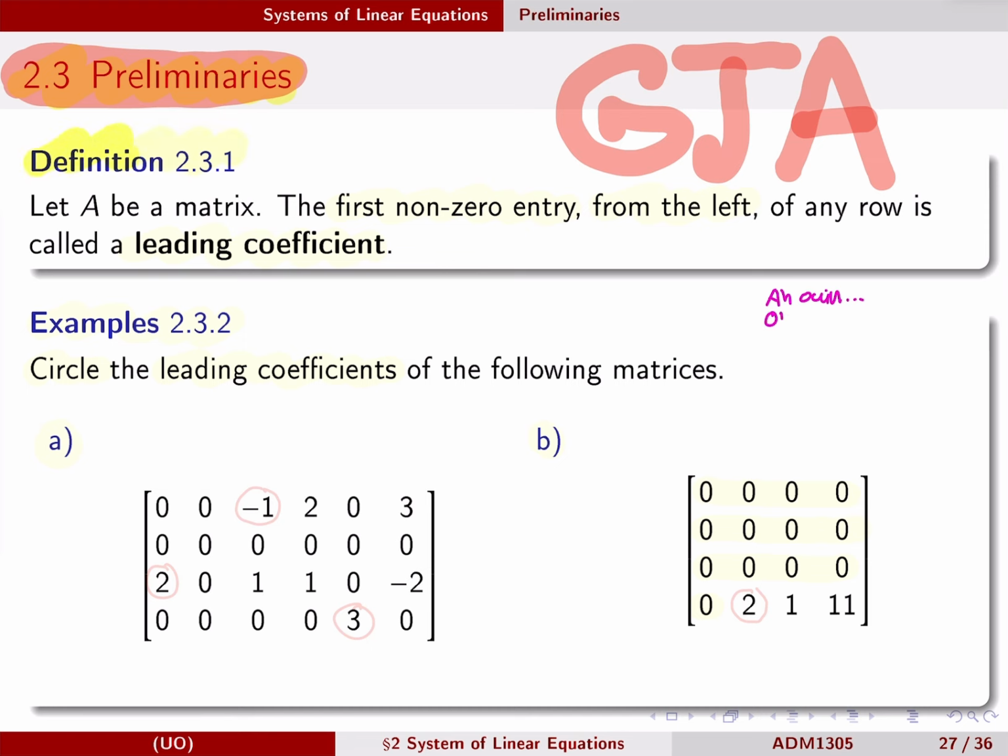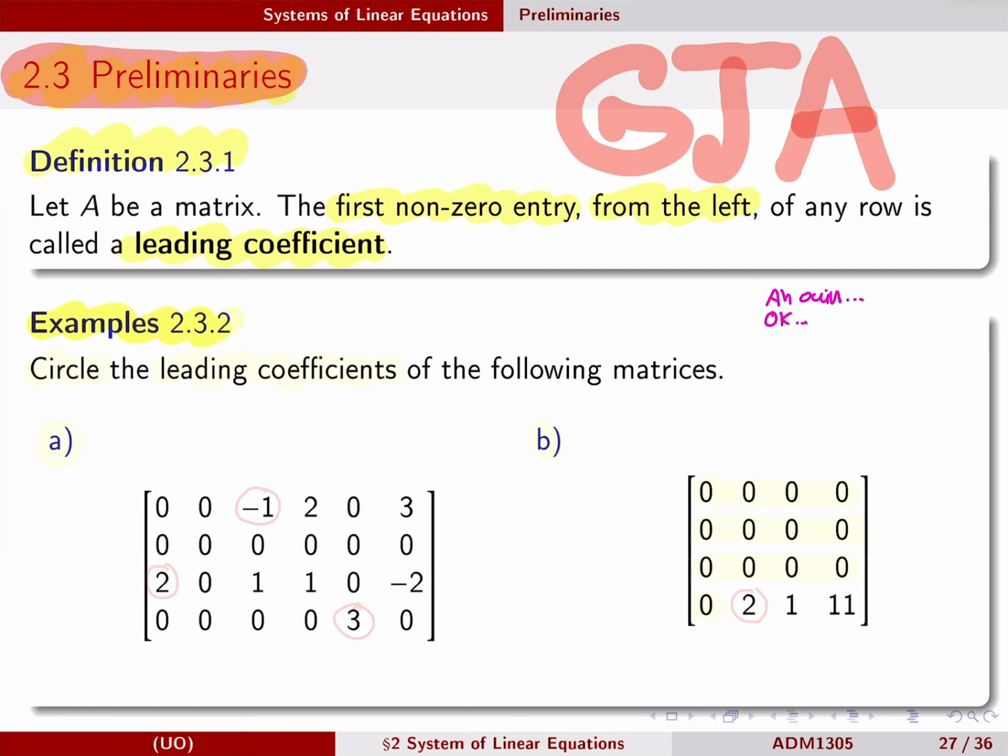The first definition is the notion of leading coefficient, or the leading coefficients of a matrix. For every single row, you can find the leading coefficient of that row by finding the first non-zero entry from the left. If your row is full of zeros, then there's no leading coefficient. But if from the left you find an entry that is non-zero, the first one, that's called your leading coefficient.